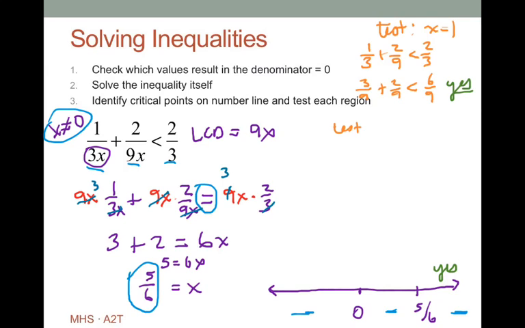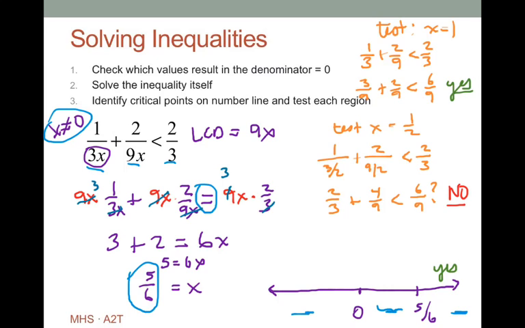Okay, let's try the next one. We're going to test, let's say x equals 1/2. We'll plug those in to x, and we'll get 1 over 3/2 plus 1 over 9/2 is less than 2 over 3. I have to simplify those fractions. Remember, when you're dividing, you can multiply by the reciprocal. When we multiply by the reciprocal, 1 over 3/2 becomes 2/3. 2 over 9/2, we'll think 2 times 2/9, which is 4/9.